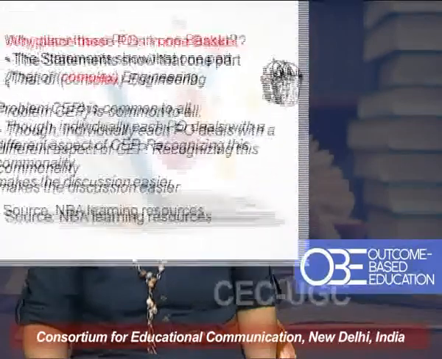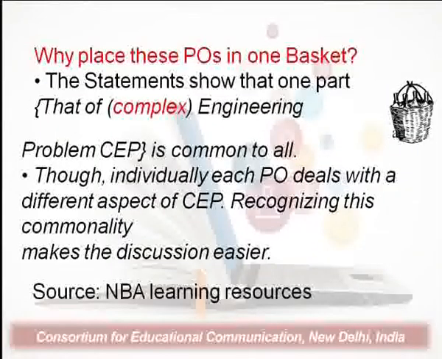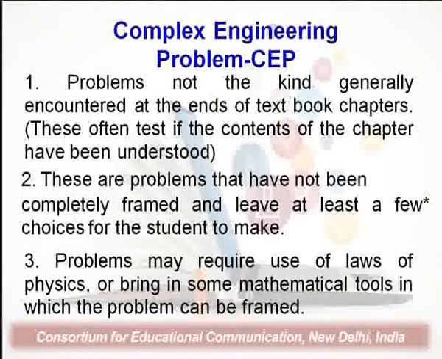So why do we place these program outcomes in one basket? The statements show that one part, the complex engineering problem, is common to all, although individually each program outcome deals with a different aspect of this. Recognizing this commonality makes the discussion very easy. So the complex engineering problem, that is the CEP, is not the kind of problem generally encountered at the end of the textbook or the chapters.